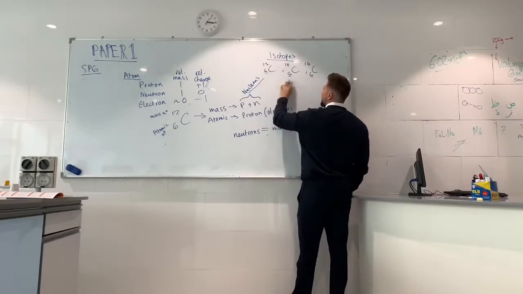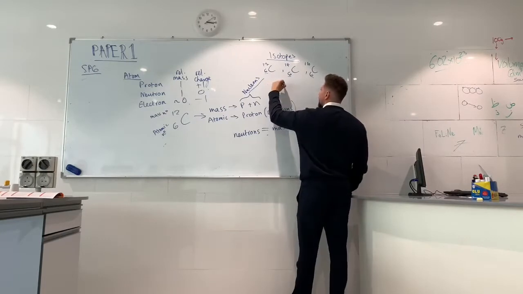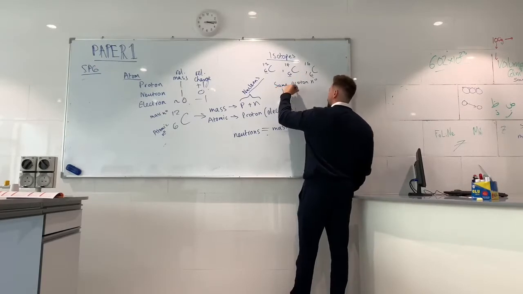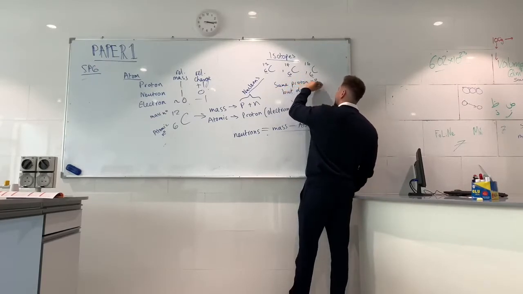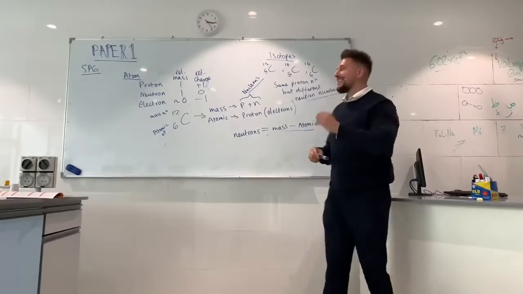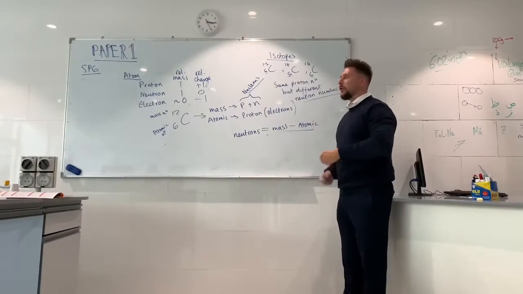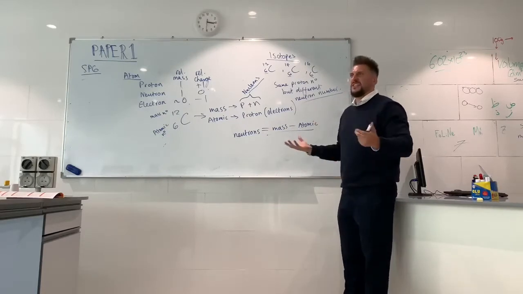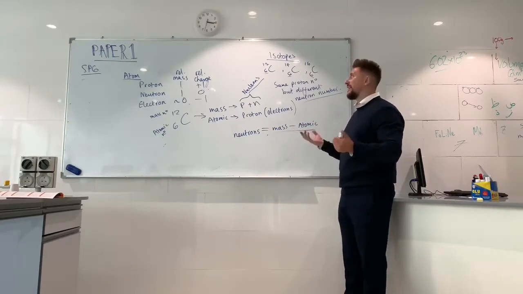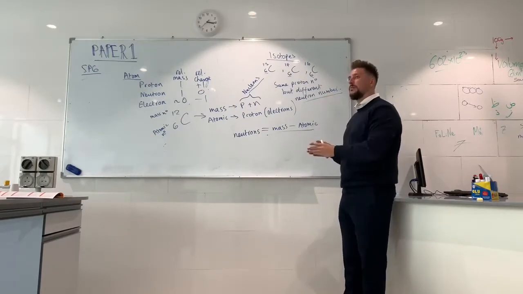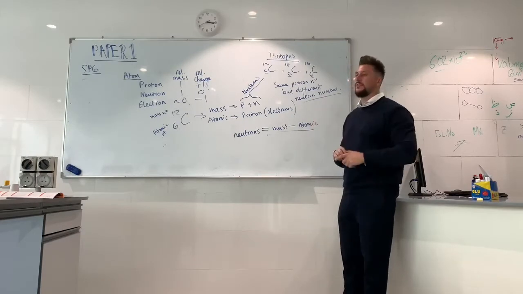So an isotope is the same element with the same proton number, but different neutron number. An isotope has to be the same element. You can't have carbon 12, 6 and oxygen 14, 6, for example, if that even existed, and say they're isotopes because they have different numbers of neutrons. It has to be carbon and carbon with the same proton number, just different neutron number.